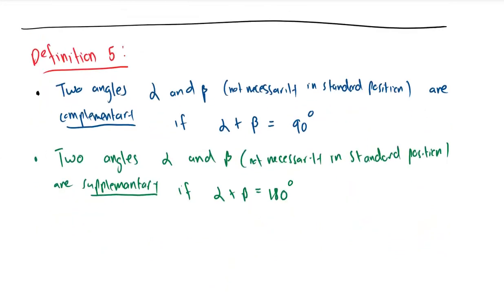For example, an angle of 50 and an angle of 40 are complementary because they add up to 90 degrees. An angle of 110 and an angle of 70 are supplementary because they add up to 180 degrees. So pretty straightforward.